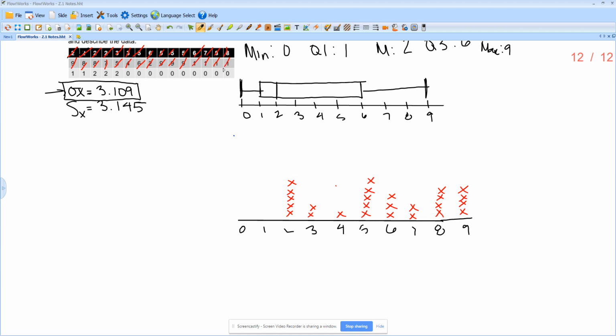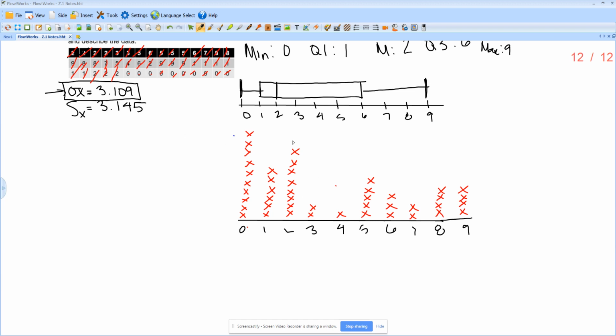And then 4 1s. 2 more 1s. 3 2s. And 1 2 3 4 5 6 7 8 9 10 zeros. So I've got this as my data.